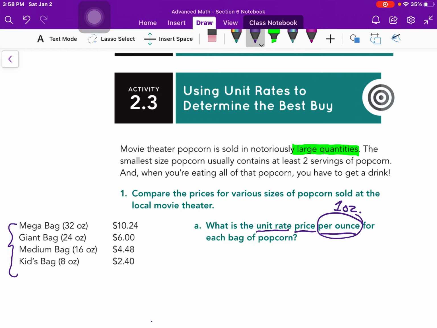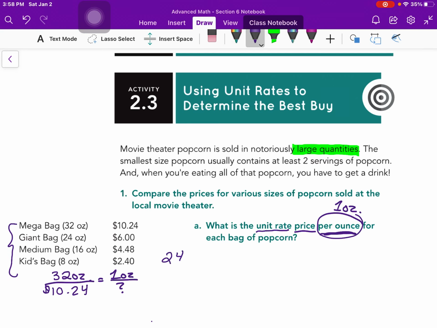Why do we want to do that? Because we want the most for our money. We want to try to get the most popcorn for the cheapest amount of money. So let's see if we can figure it out. Let's start with the mega bag. You've got 32 ounces for $10.24. And they want the price per ounce. So they want to know how much for 1 ounce.